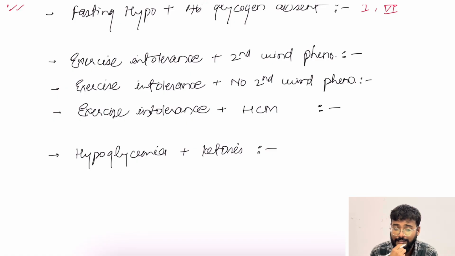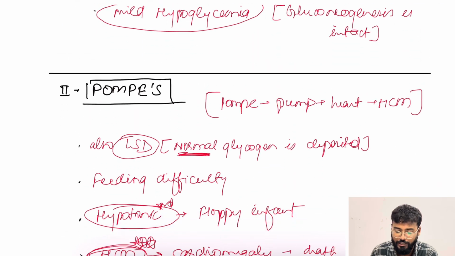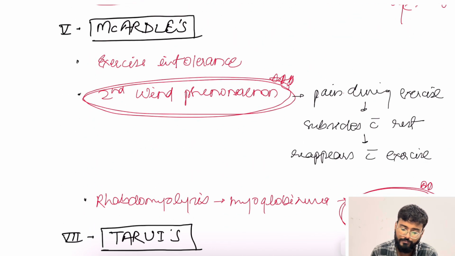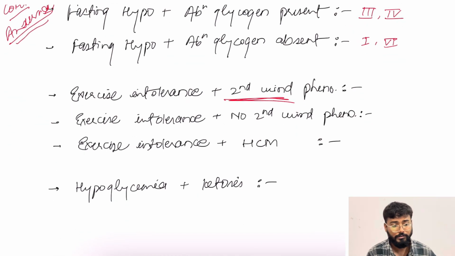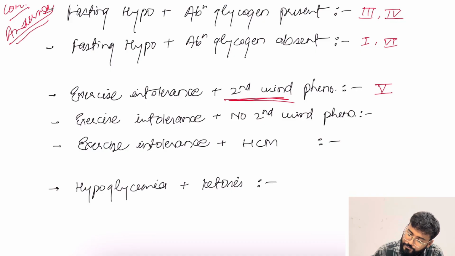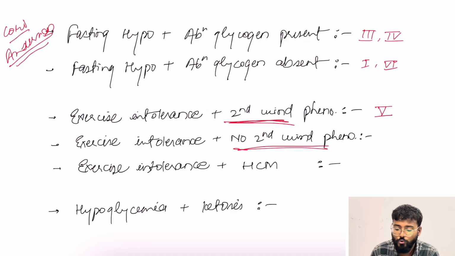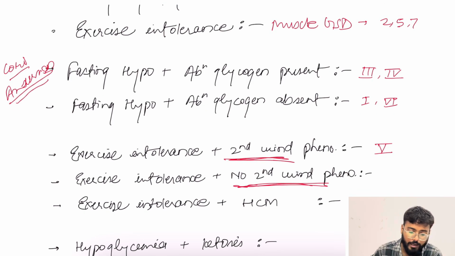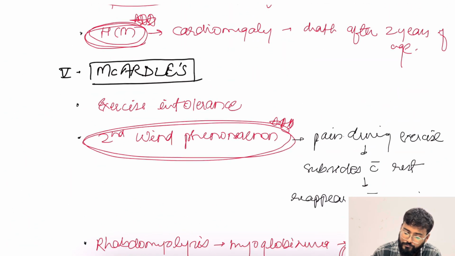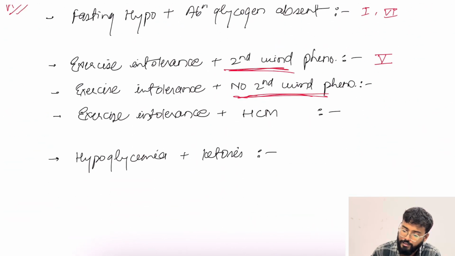If the question says exercise intolerance along with second wind phenomena, you don't have to think about it, straight away you are going to mark your McArdle's, that is your fifth type of GSD. Okay. If along with exercise intolerance it says no second wind phenomena, then it is your seventh type of GSD. Okay, seventh type.